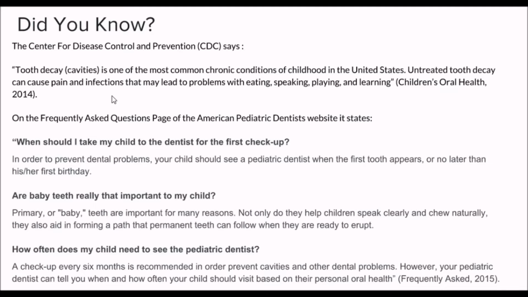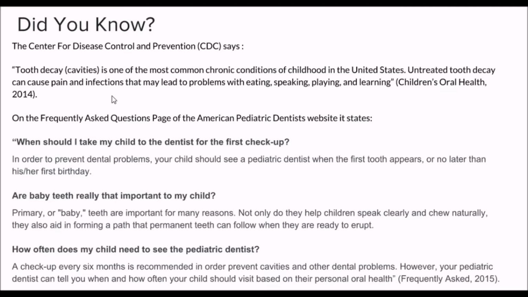As a mom, I went through the frequently asked questions page of the American Pediatric Dentists, and I found just a couple things that stood out to me. One is we should be taking our children to the dentist for their first checkup when their first teeth come out, or no later than their first birthday.